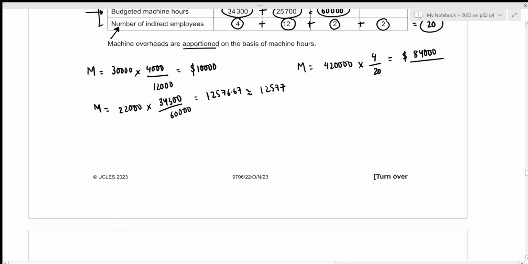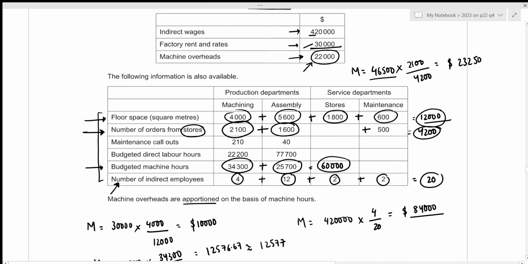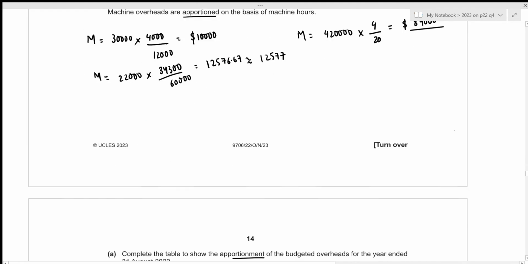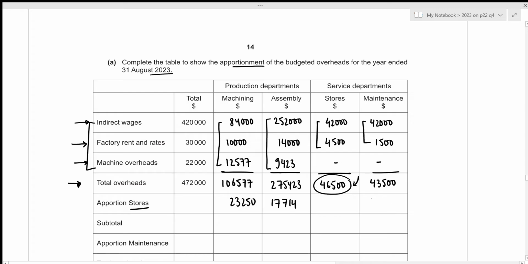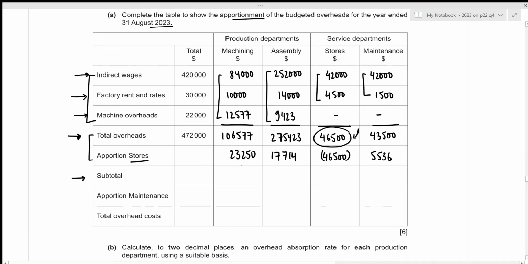Again, we need to repeat the same process for maintenance department, and that will be 46,500 times 500 divided by 4,200, which results in the amount of 5,535.71, and we can round it off as 5,536. Now, since we have reapportioned this amount of 46,500, we need to subtract this amount from the stores department. Then we need to figure out the subtotal, which is the sum of total overheads and reapportion of the stores.